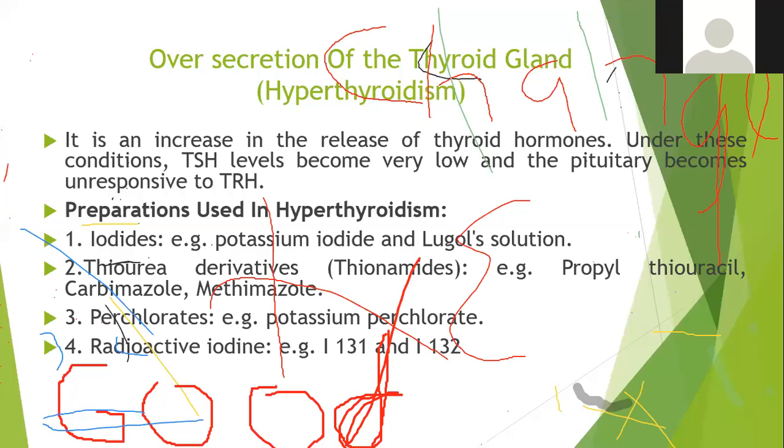Another preparation of drug used in hyperthyroidism is perchlorate, an example is potassium perchlorate, and you can also have radioactive iodine. When you have excess thyroid hormone production, it will increase metabolism and cause overactivity of the sympathetic nervous system, which can give rise to clinical conditions known as thyrotoxicosis or Graves' disease.